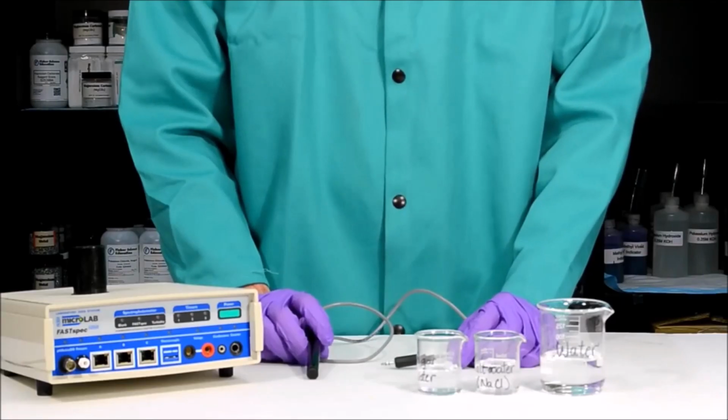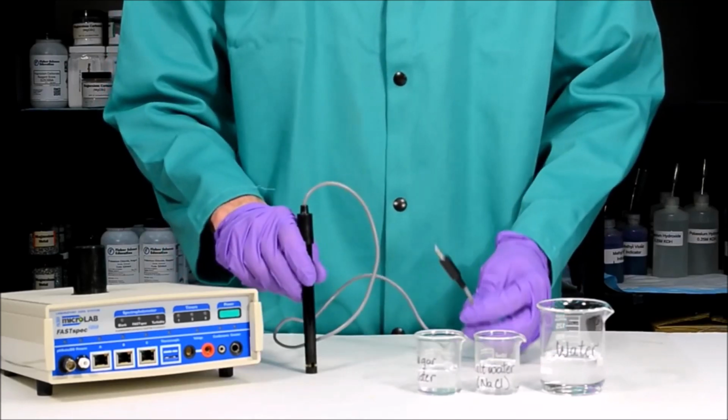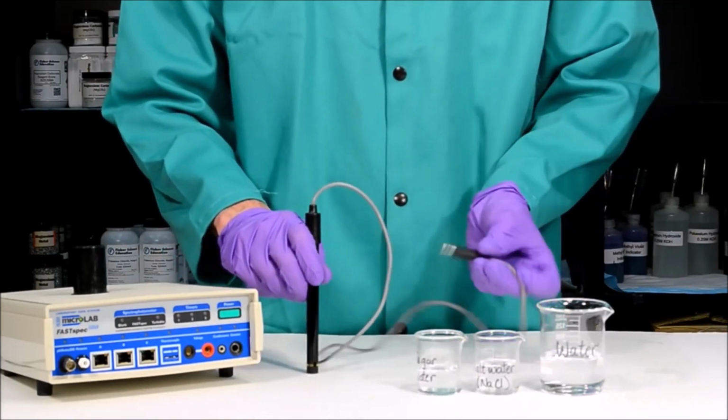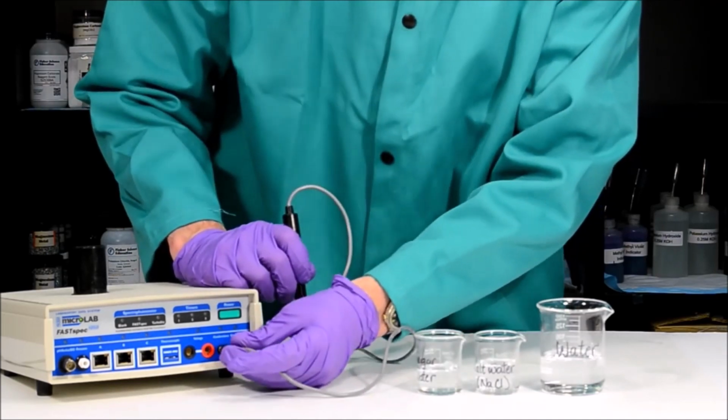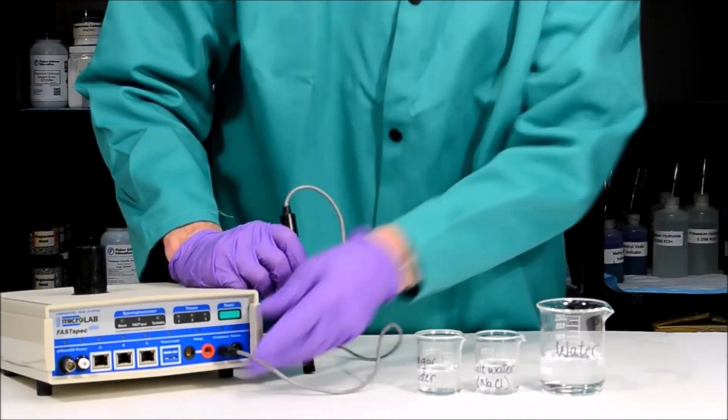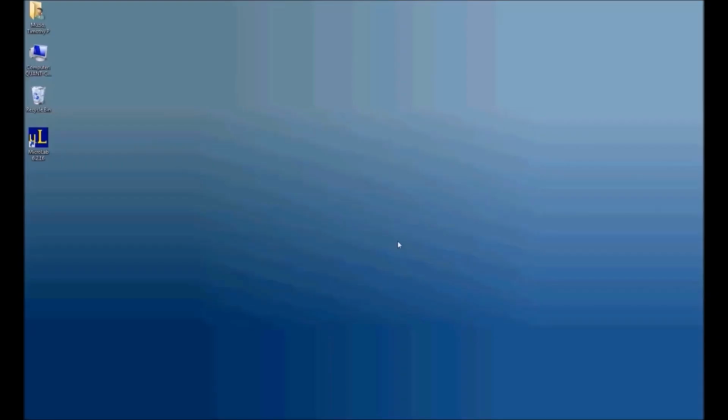In order to measure the conductivity, we need to use a conductance probe. Begin by inserting the cord into the conductance port on the front of the microlab. Now that the conductivity probe has been plugged into the microlab, we need to open the microlab software. To do this, we simply click on the microlab icon on the desktop.